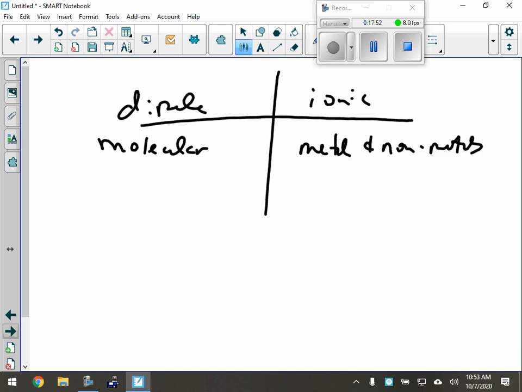Metals and non-metals. So I guess over there, to compare the two, you'd probably put non-metals, yes? I guess that would make sense. Okay. What's next?